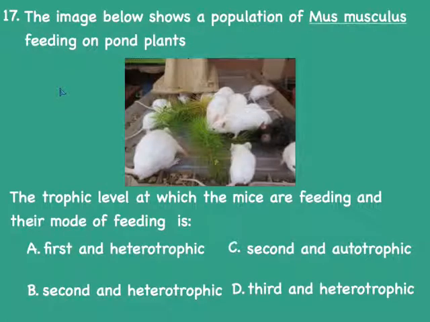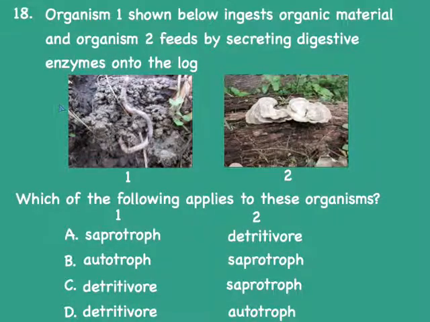The trophic level at which mice are feeding in this picture is the second trophic level, for one must realize that the producer level is classified as a trophic level. So the producers are at the first trophic level, but the mice in feeding on plants are heterotrophic, so therefore they are feeding at the first level and are heterotrophic. Answer A.